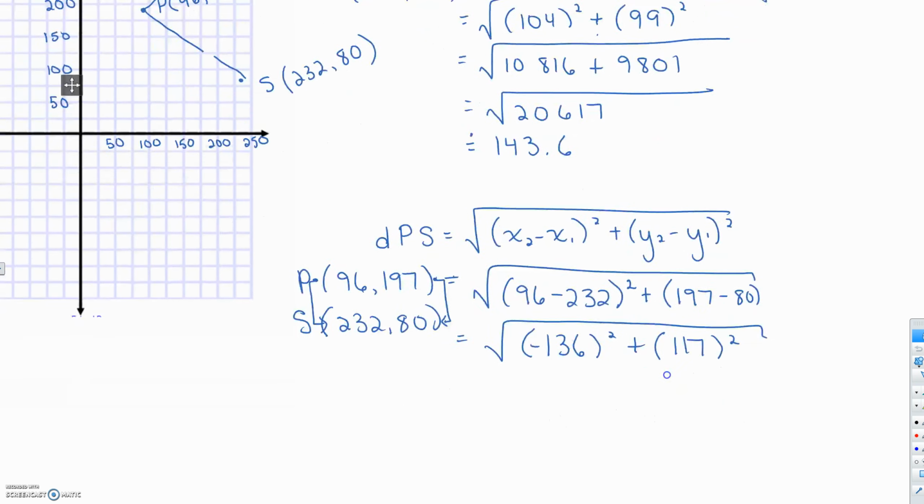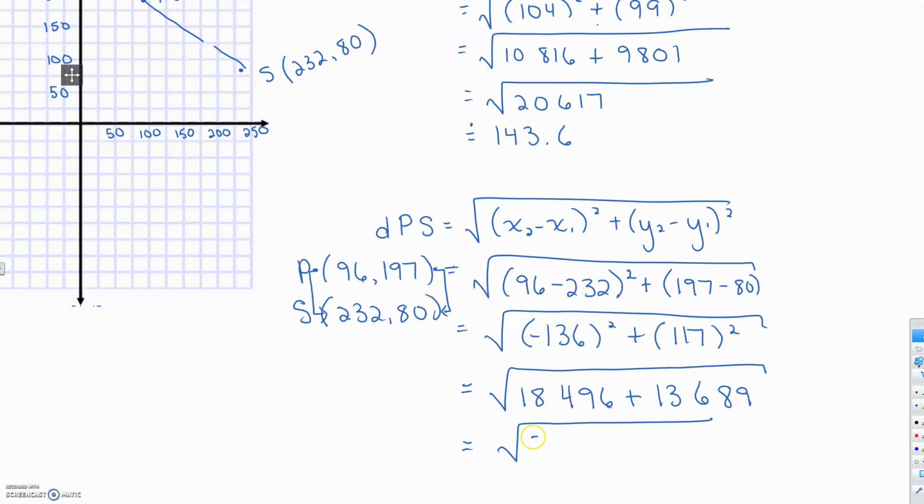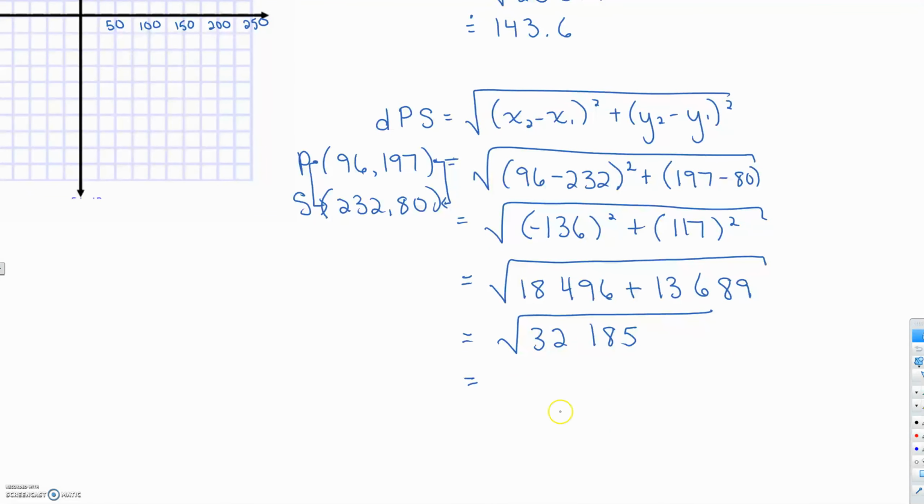Notice how I kept both in the brackets again. So negative 136 squared means that it's negative 136 times negative 136. And we know that when we multiply two negatives, it should give us a positive. Okay. So just getting the answers here to 117 squared. I'm going to add up both those two answers, which is going to give me, again, a pretty high number. So be careful that you don't do a typo. It's 32,185. And the square root of that is approximately 179.4. Remember that these units are in kilometers.